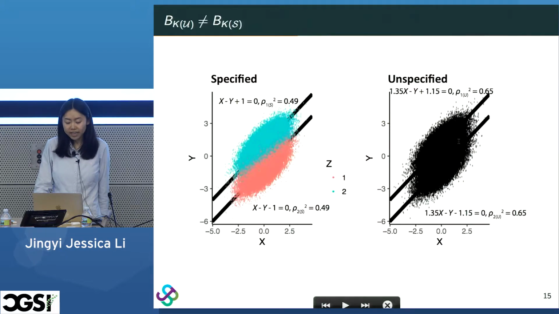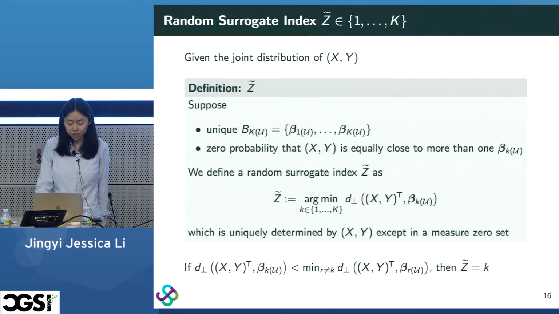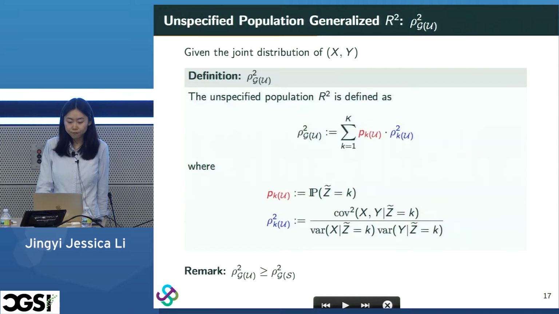Okay, and so with these K lines, then I can introduce another variable Z tilde based on just X and Y. So you see that Z tilde will just be depending on X and Y, and it is the indicator of which line that X and Y is closest to. So based on the K lines, I can assign X, Y to one of the K lines. With this Z tilde definition, then I would have my unspecified population generalized R-square. So I still have the K components, but they are not specified by Z because it's not available. It's specified by Z tilde. So following the same formulation, I have my unspecified generalized R-square.